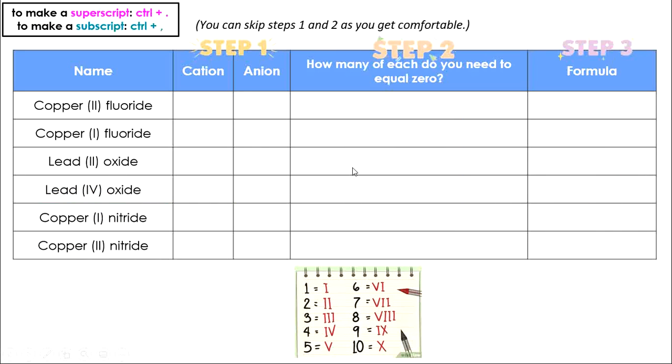So again, go ahead and pause the video here to work on these practice problems. And again, you can skip steps 1 and 2 if you are comfortable and don't need to go through the steps to get to the final formula.